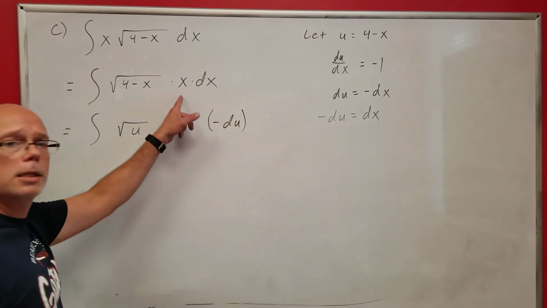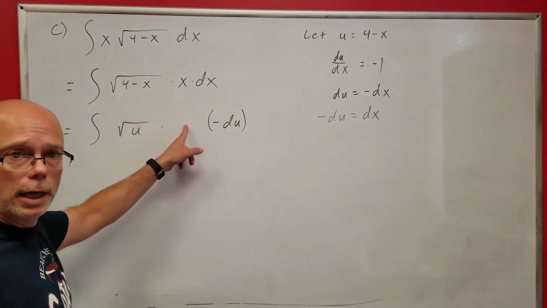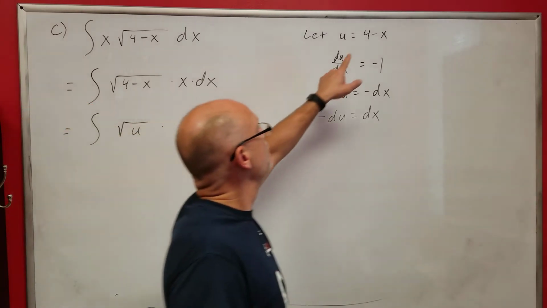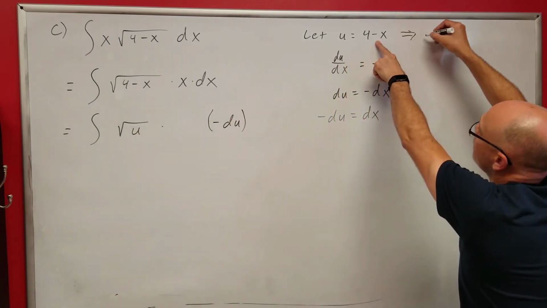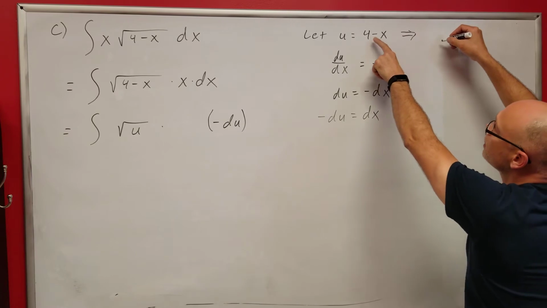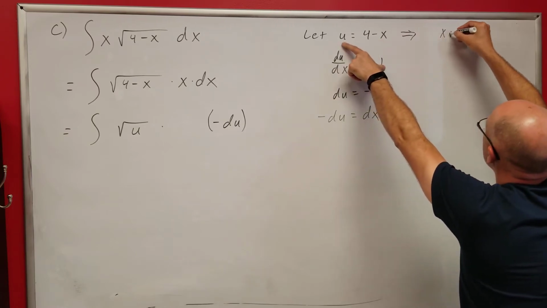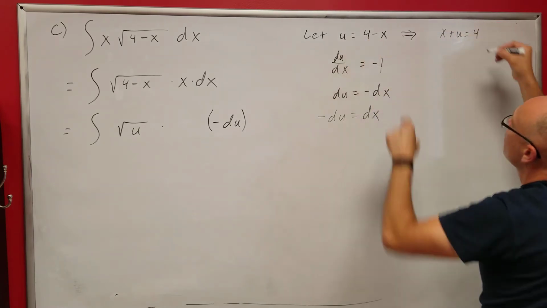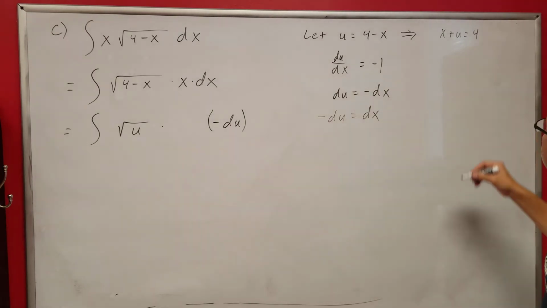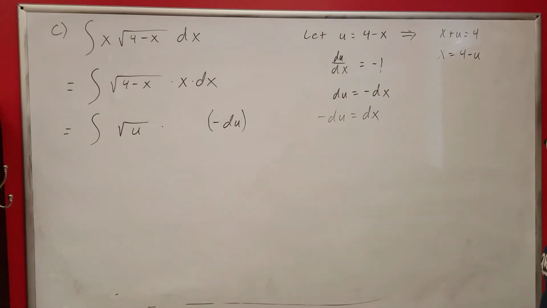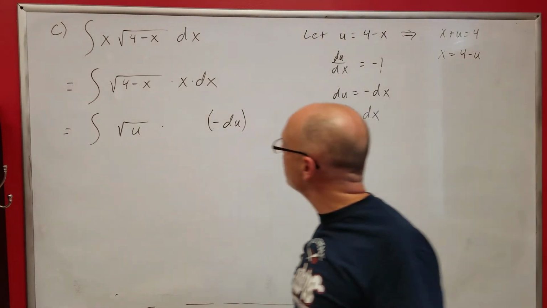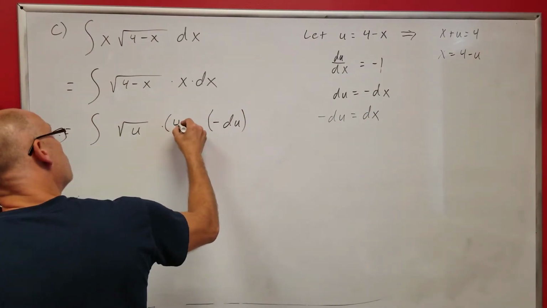So for this dx, I can replace it with negative du. But let's take care of this x as well while we're here. Look at this part right here. What if I solve for x? One thing I could do is add x to both sides. So x plus u is equal to 4, and then x is equal to 4 minus u. So instead of x here, I'm going to have 4 minus u.